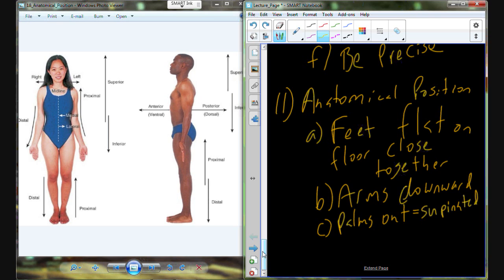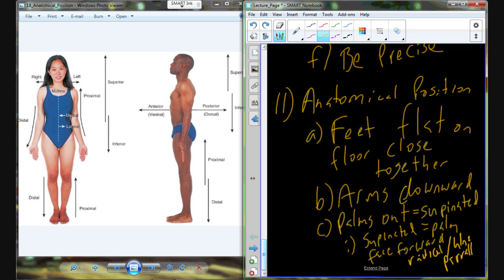Now, what this actually means is when your hand is supinated and the palm faces forward or faces the viewer, the two bones in the arm, which are the radius and the ulna, are going to run parallel to each other. So the radial bone and the ulna bone are going to be parallel. What I mean by that is these two bones in your arm are going to be parallel.